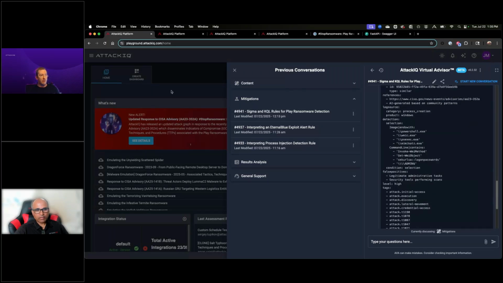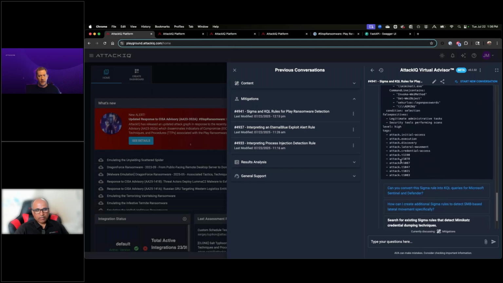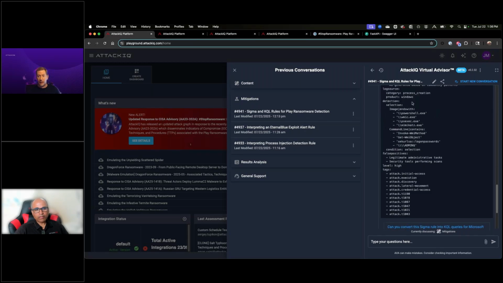It knows Play ransomware lives off the land, so it focuses on PowerShell abuse. It focuses on WMI execution. It focuses on PsExec service patterns, exactly what the advisory says the attackers are using. It even mapped them to MITRE techniques for me. So all of these are already here. Look at all of these tags. So once I start doing this, I can now start to justify the coverage to auditors because I have all of these behavioral patterns here.